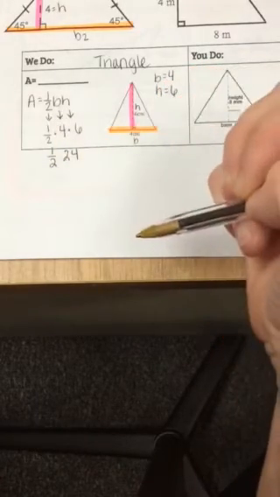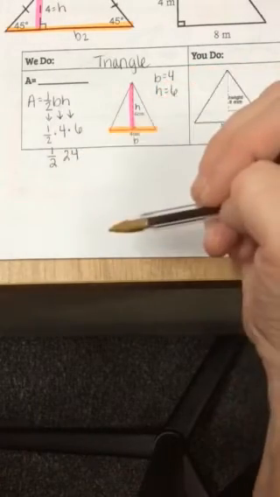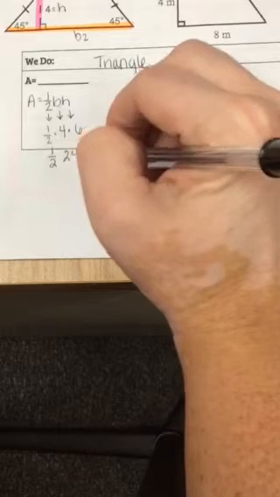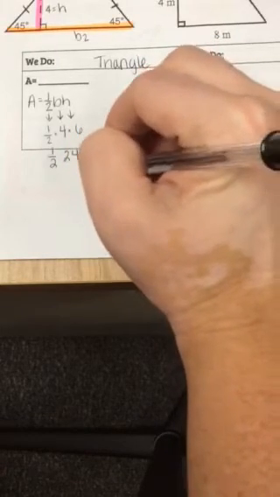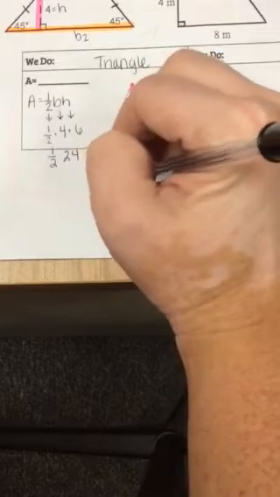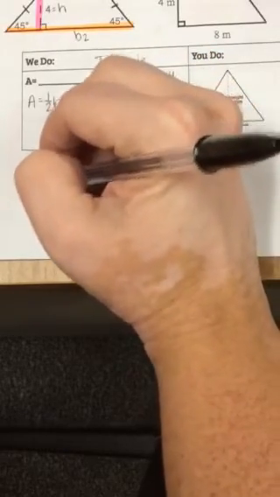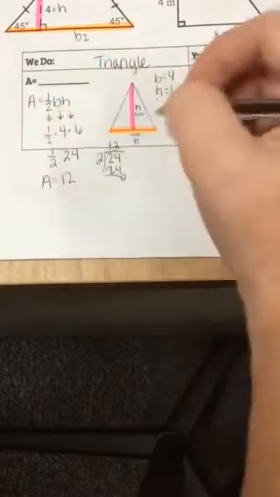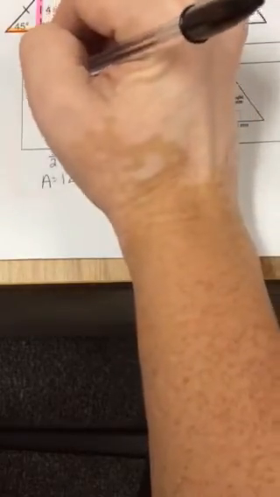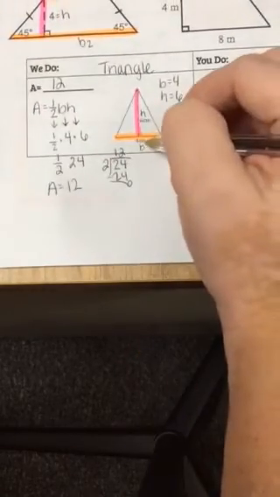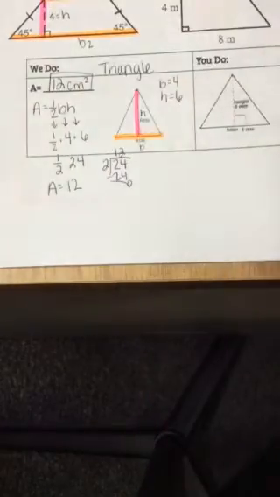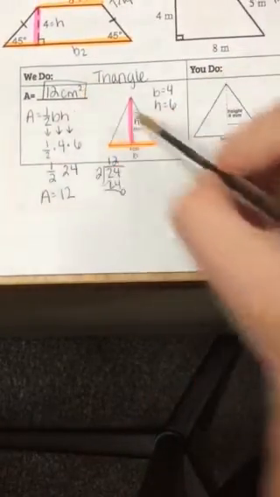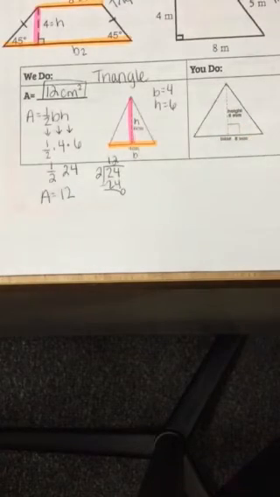Taking half of 24 just means I'm cutting it into two equal parts. So if I take 24 and divide it by two equal parts, that would be 12. So my answer, my area would be 12. And how I write that is 12 centimeters squared. Just like with circles or rectangles, you still have to write squared units because you're covering the triangle.